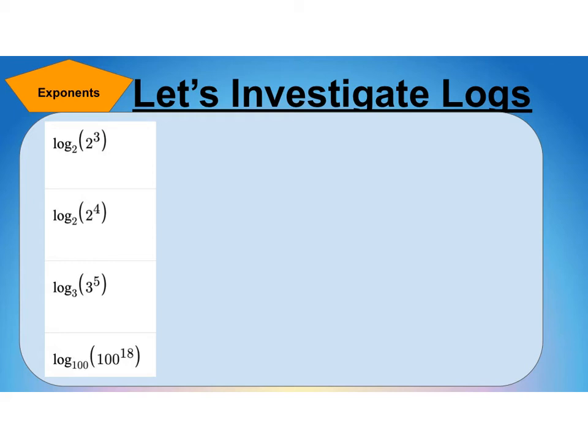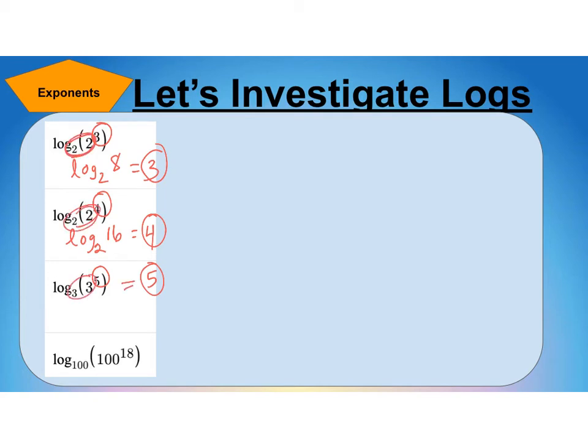Let's see what happens here. So log base 2 of 2 to the 3. Well, I could say 2 to the 3 is 8, and log base 2 of 8 is 3. Log base 2 of 2 to the 4 is 16. 2 to the what is 16, so that's going to be 4. This one, I don't know 3 to the 5 off my head, but if I go back and look at a pattern, 3, 3, 4, 4, 5, maybe 5. The other thing that has to happen is they have to have the same base and numbers. Those are both 2s. Those are both 3s. So I'm guessing my last one is going to be 18.